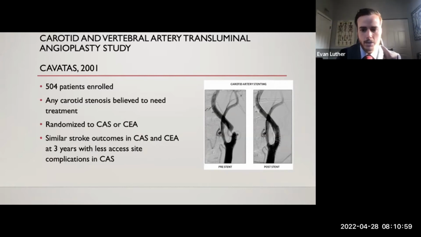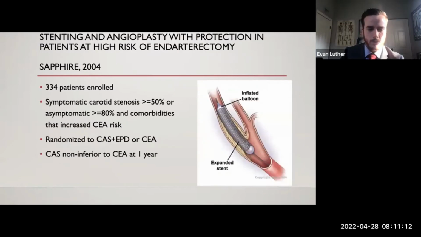And interestingly, they also found that the main difference was that the endovascular treatments had fewer access site complications than endarterectomy. So that kind of set the tone for some of these other trials. The next one is the Sapphire Trial in 2004. This is stenting and angioplasty with protection in patients at high risk for endarterectomy.